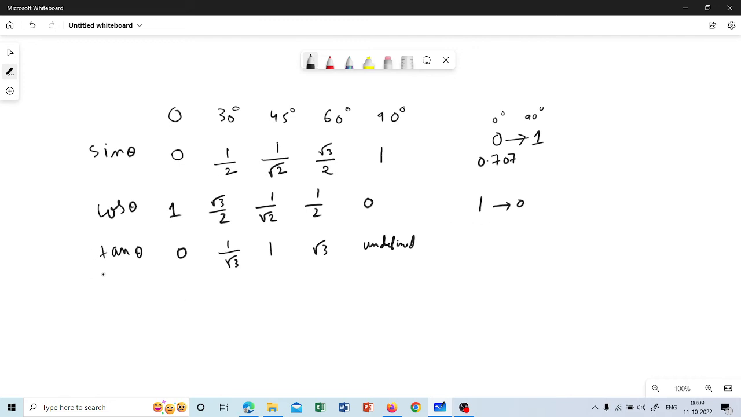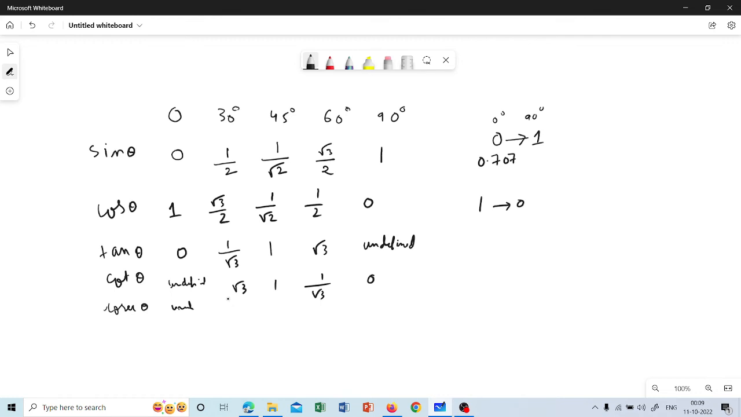Now again I can write similarly for cot theta. Cot theta is nothing but 1 by tan. So 1 by 0 is again undefined. Inverting it: 1 by root 3, 1, 1 by root 3, and 1 by undefined is 0. Now I can write cosec. Cosec is nothing but 1 by sine. So this is again 1 by 0, undefined.